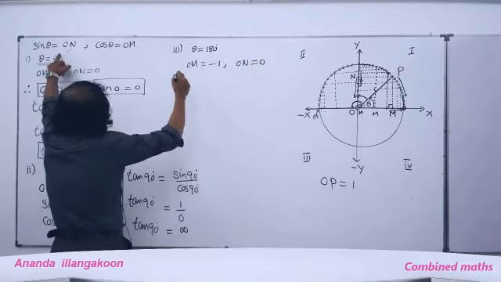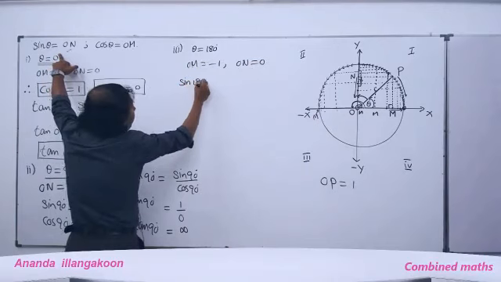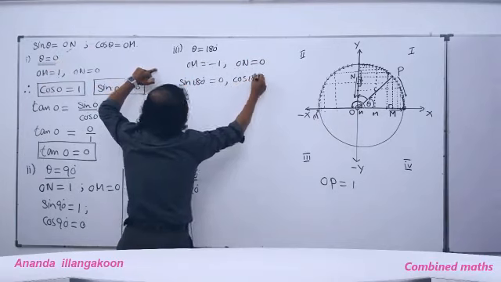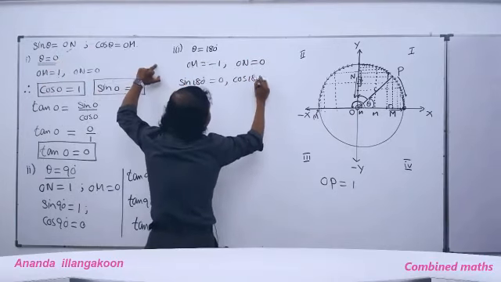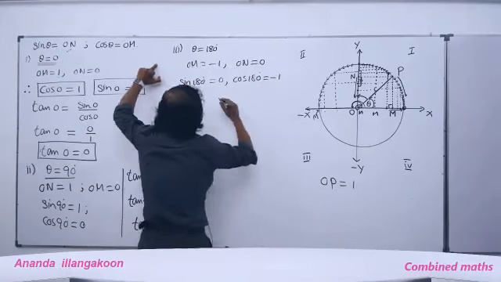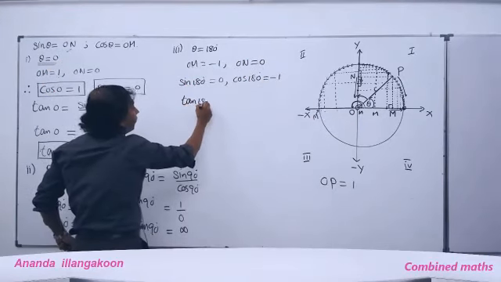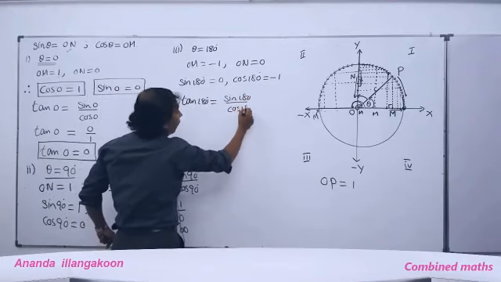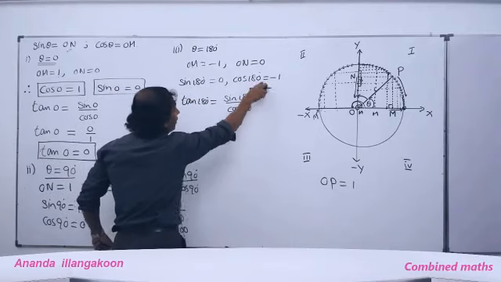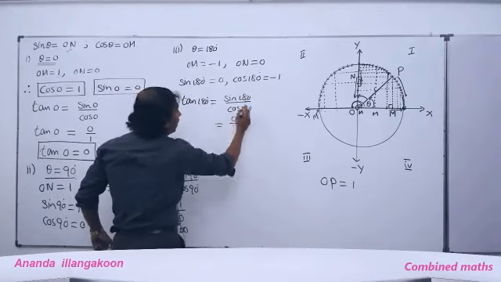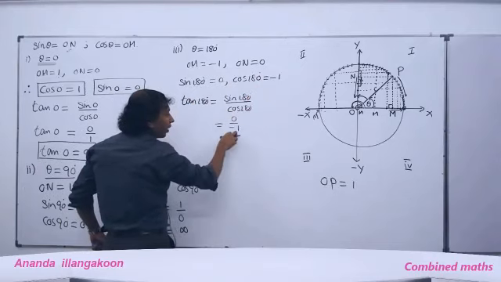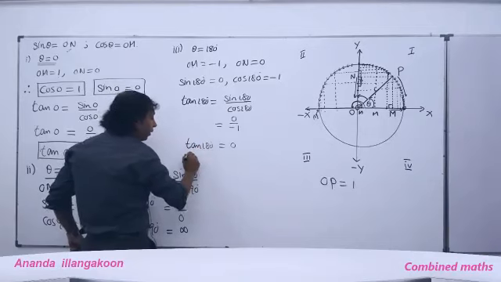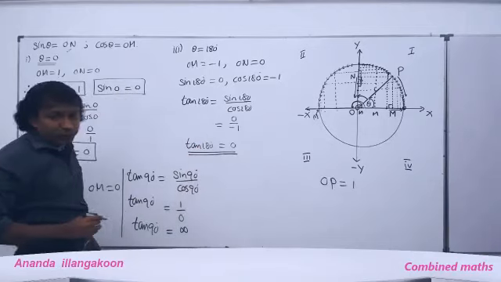Then sin 180 corresponding ON is 0, no? 0. Cos 180 corresponding OM is minus 1, no? Minus 1. Then see tan 180. It is sin 180 divided by cos 180. People, what is sin 180? 0 divided by cos 180, minus 1. When the numerator is 0, the fraction is 0. Tan 180 is 0. We found that too.